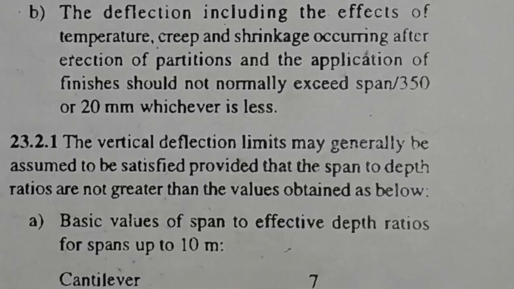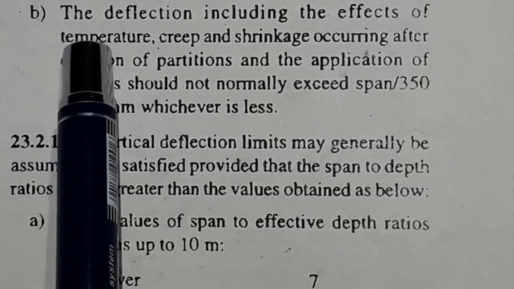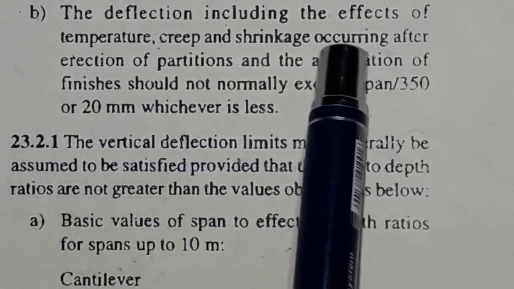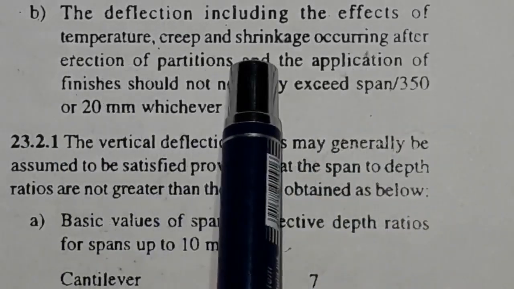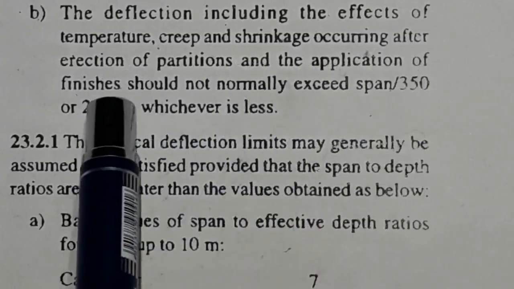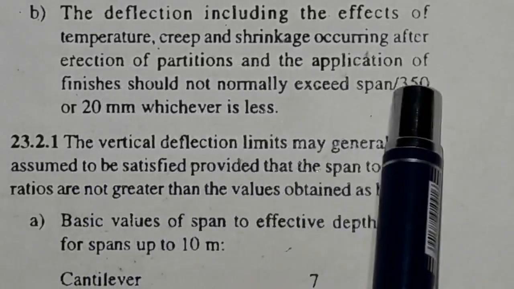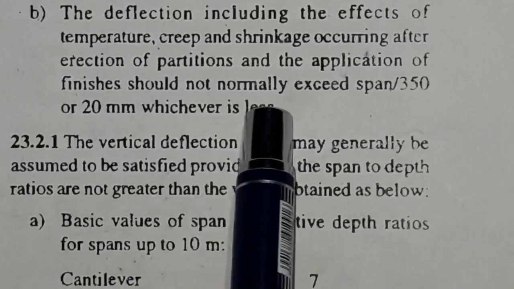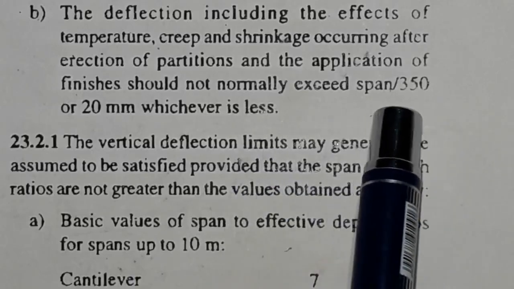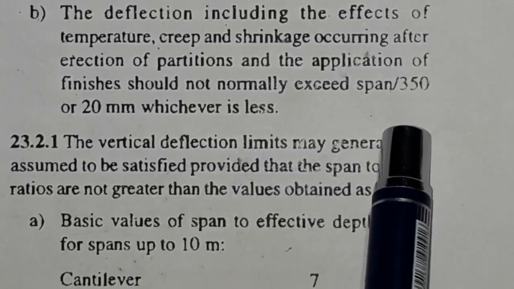Next question: the maximum permissible final deflection of a beam should not exceed. The four options are given. Now let us again go to IS 456. Clause number 23.2, control of deflection, B part of it. The deflection including the effects of temperature, creep and shrinkage occurring after erection of partitions and the application of finishes should not normally exceed span divided by 350, and that is why the correct option is option number 1.